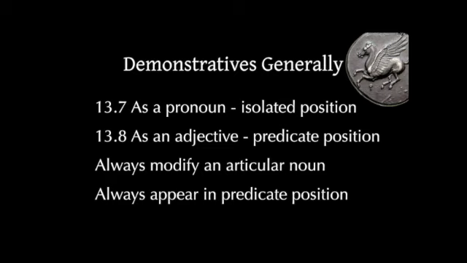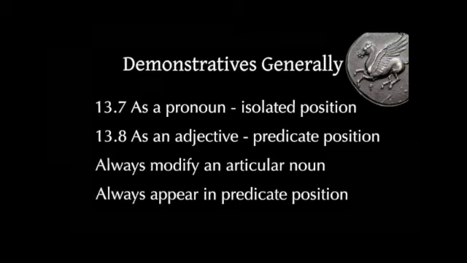Demonstratives generally, as a pronoun, are going to be in an isolated position. So we'll see the demonstrative with no noun. But if it's used as an adjective, we would expect the demonstrative to be in the predicate position. And so even though it's in the predicate position, we're going to translate it attributively. And so we would translate it this man. It's always going to modify an articular noun, and it's always going to appear in the predicate position. But even though it's in the predicate position, we're going to translate it attributively.